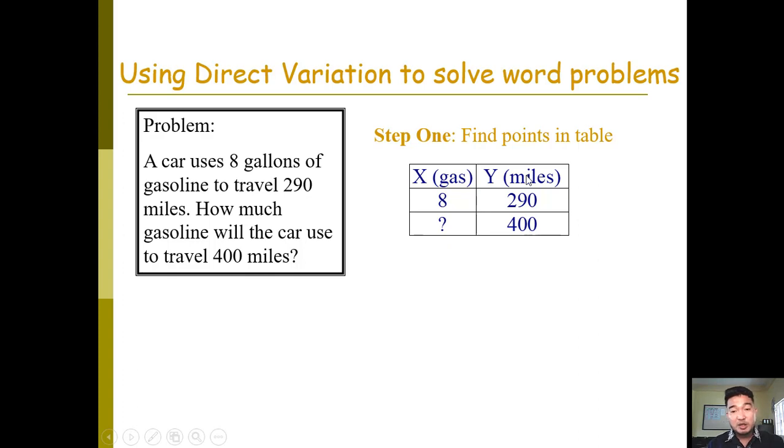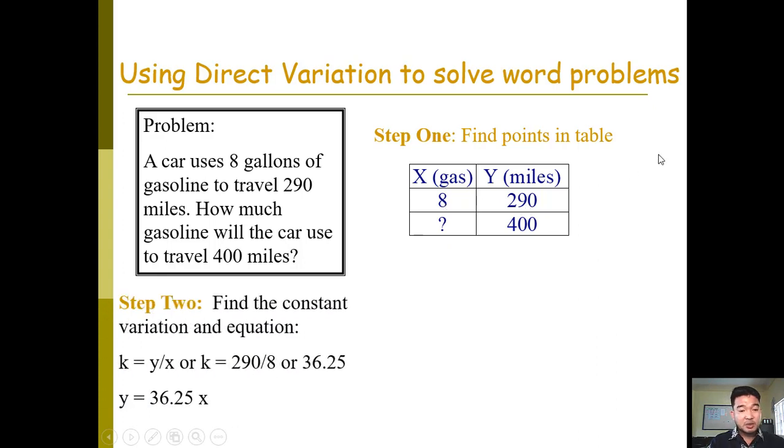The first step is to solve for K. So, paano natin kinukuha si K? 290 divided by 8 lang yun. So, 290 divided by 8 is equal to 36.25. Ito na ngayon yung ating K. So, this will be our equation. Y equals 36.25x. Ang nawawala si x.